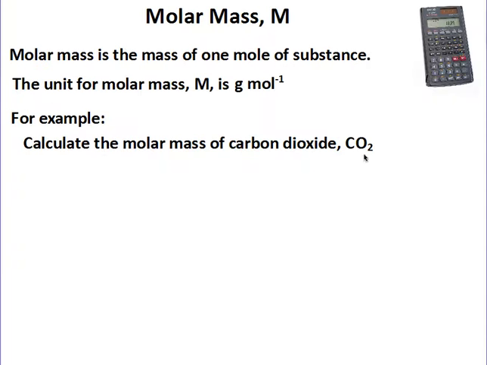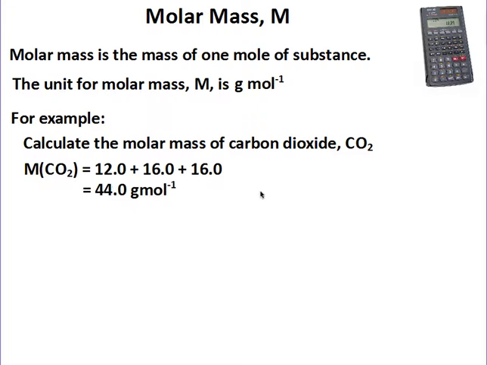That means in carbon dioxide, for every mole of carbon dioxide, there's 1 mole of carbon atoms and 2 moles of oxygen atoms. Okay, so we take the average mass of each of those elements and we add them together. Notice since we've got 2 oxygens, we need to calculate 2 times 16 as part of the molar mass here. So the molar mass of carbon dioxide is 44 grams per mole. In other words, 1 mole of carbon dioxide has a mass of 44 grams.